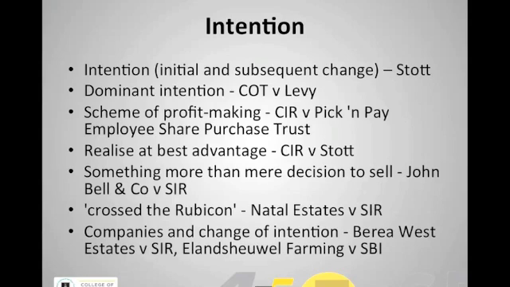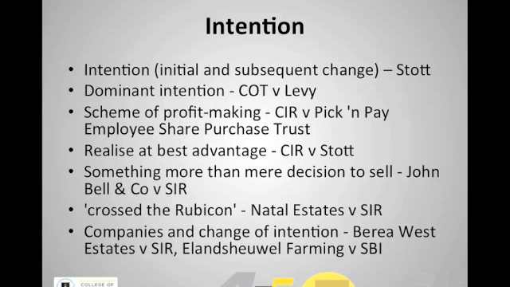So when we're looking at a case, we need to look at a case that is initially clearly capital and say, is the sale of that asset merely realizing the asset to its best advantage, or has the taxpayer crossed the Rubicon and entered into a scheme of profit making? And the respective actions of Stott and Natal Estates give us an indication of what each set of actions looks like.